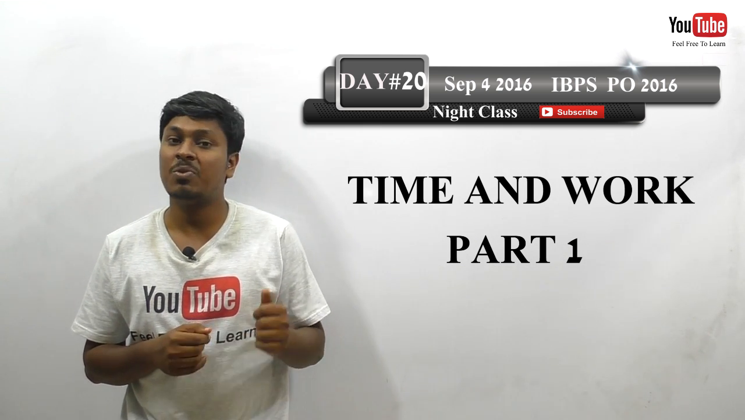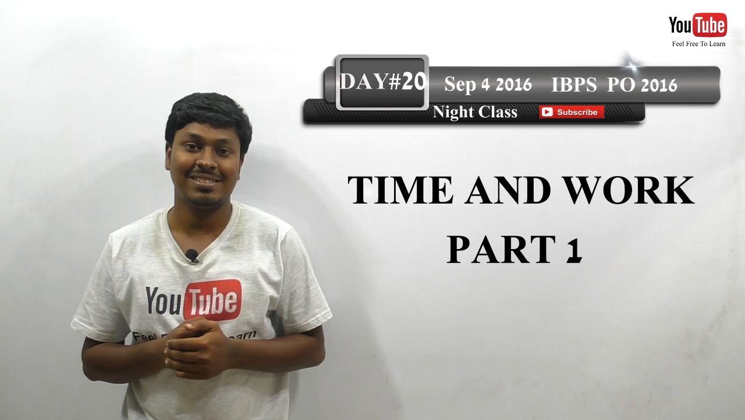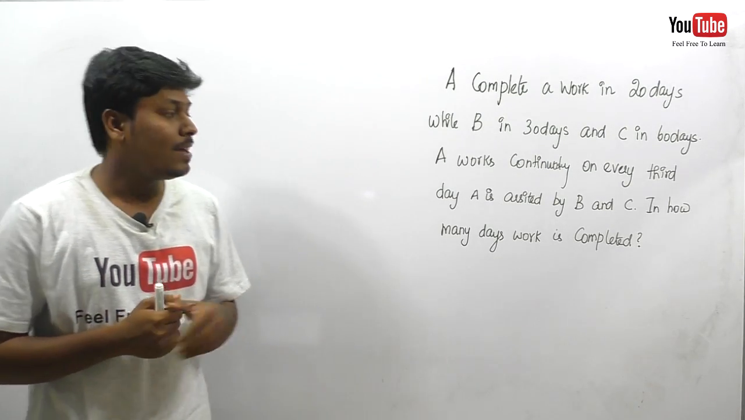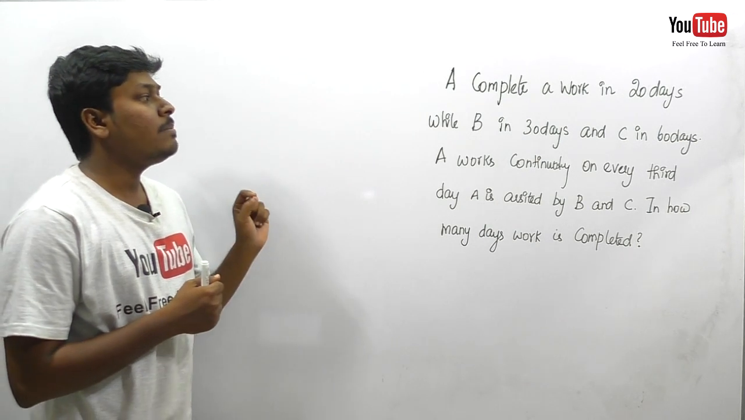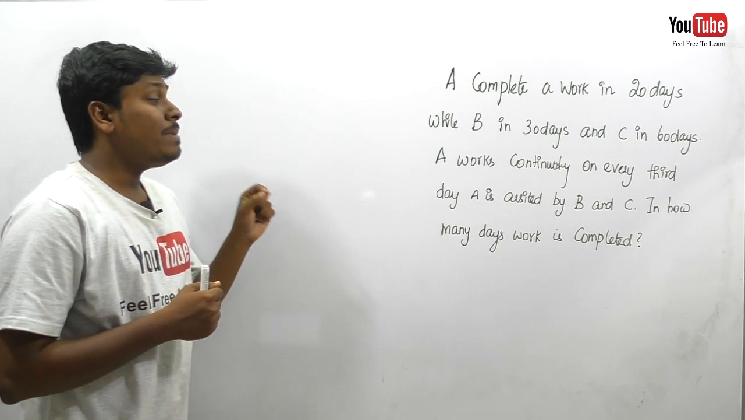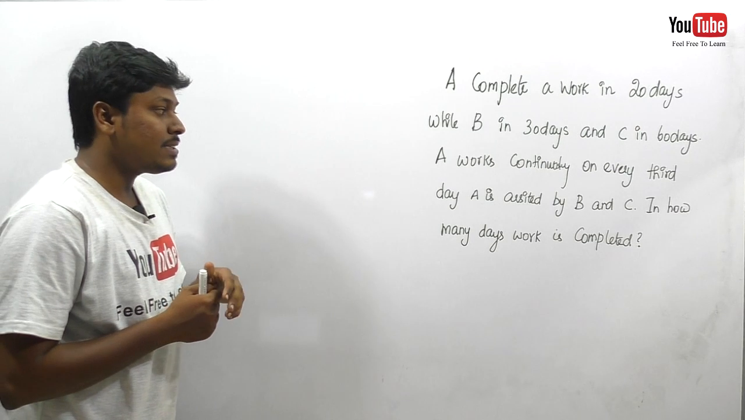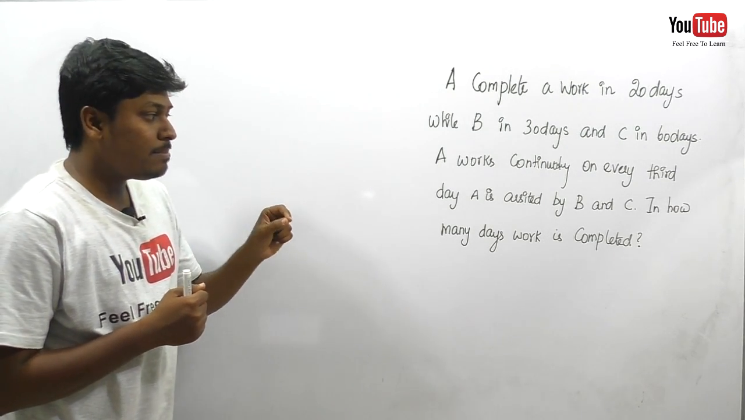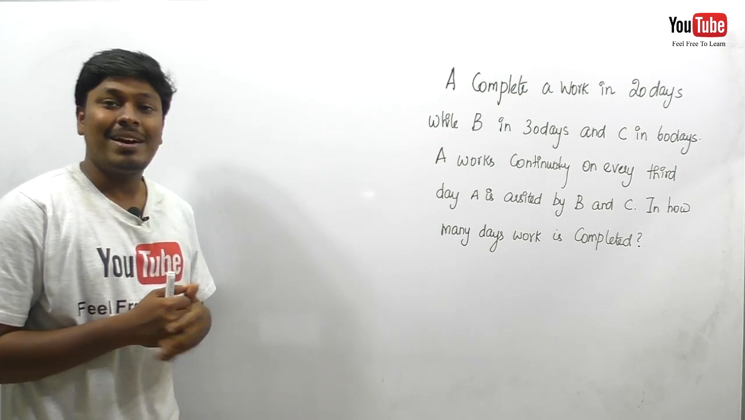So friends, let me move on to all those different questions. Let me move on to question number 1 on the topic called time and work. A completes a work in 20 days, while B in 30 days and C in 60 days. A works continuously, and on every third day A is assisted by B and C. In how many days does the work get completed?